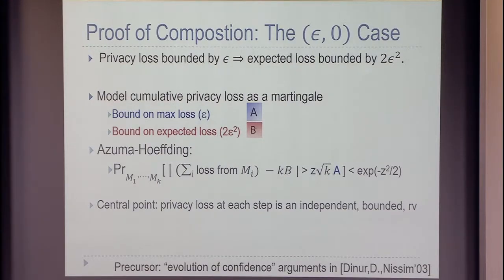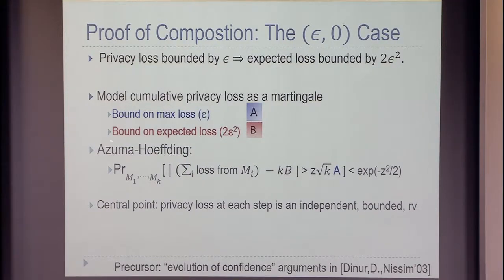So then what we do, sort of following along the lines of these evolution of confidence arguments in earlier work, we model the cumulative privacy loss as a martingale. So we have a bound on the maximum loss. If it's an epsilon differentially private algorithm, the bound on the maximum privacy loss is guaranteed to be epsilon always. And we have a bound on the expected loss, which we prove. And let's call the first quantity A and the second one B.